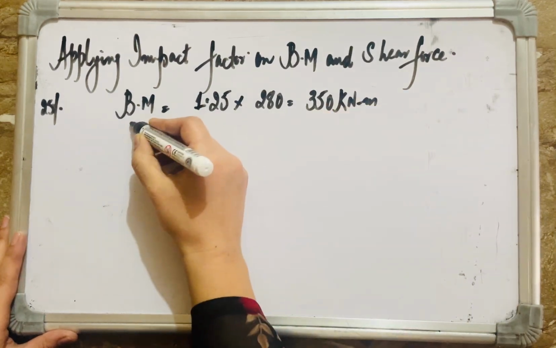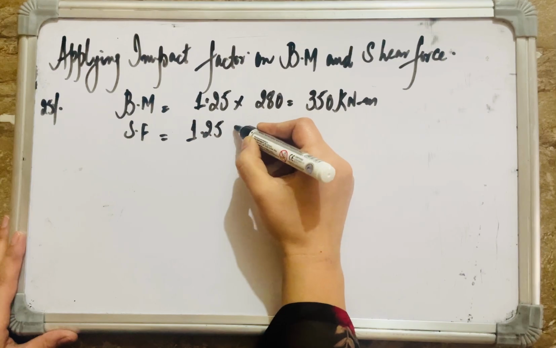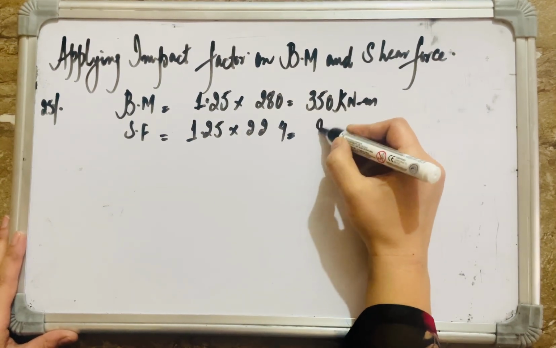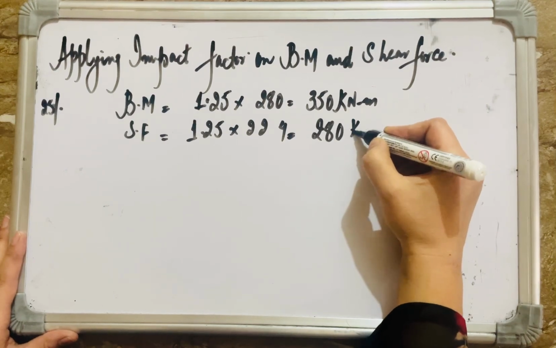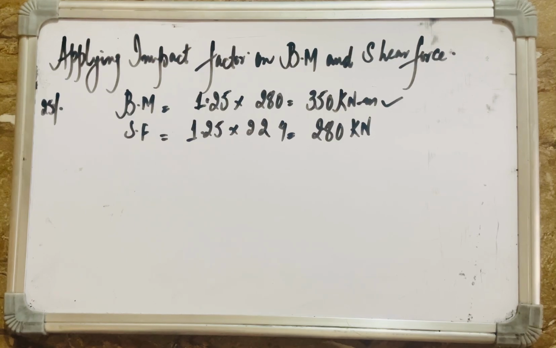And shear force, we calculated as 224. I'll be applying the impact factor. It is equal to 280 kilonewton. So my bending moment due to the live load after applying the impact factor is 350 kilonewton meter, and so is my shear force after applying the impact factor due to live load, 280 kilonewton.